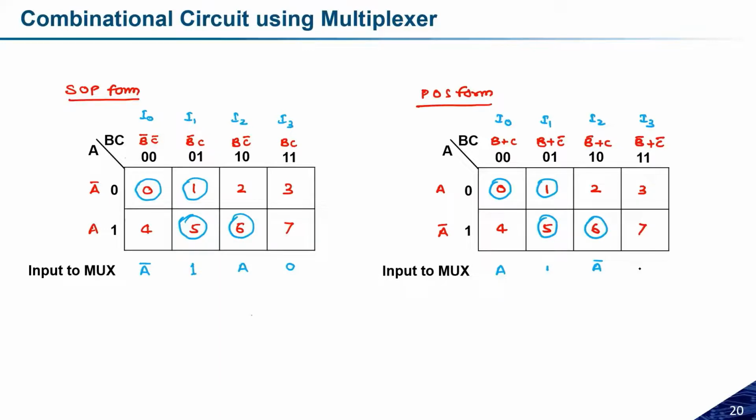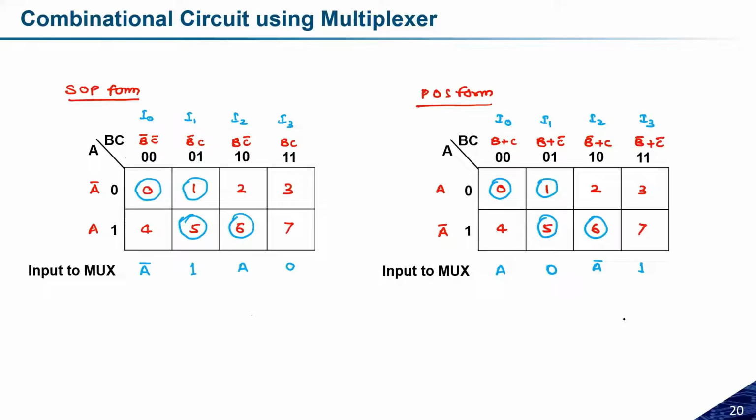One more thing is important here. If I'm talking about the POS, because we are making pairs with logic 0 in the POS form, if both are encircled, then I need to connect this to the ground. If none are encircled, then I need to connect it to 1. So this is opposite to the SOP form. The only difference is that this one is complementary to this one. That's it, there's no problem here, and this is how we can connect.